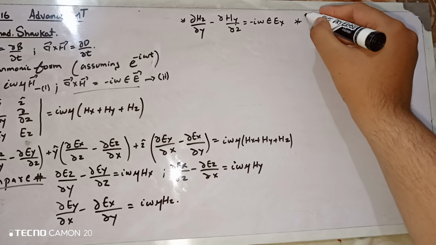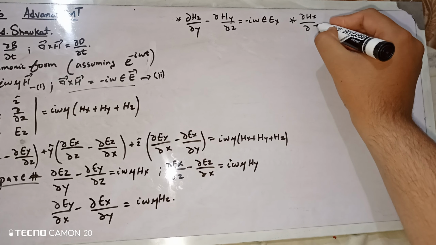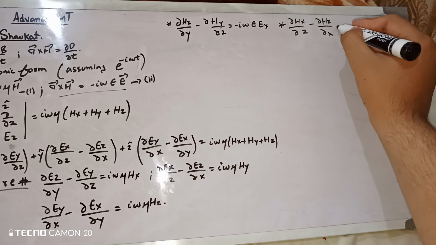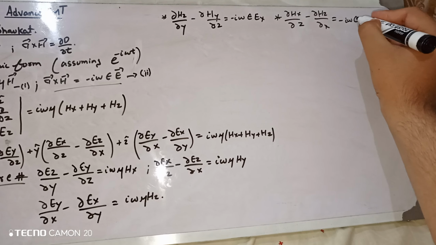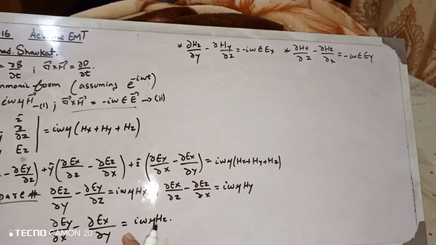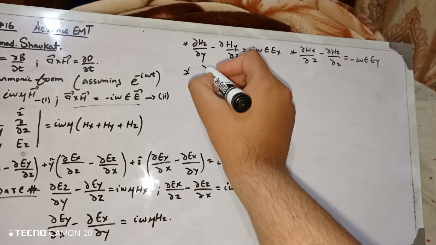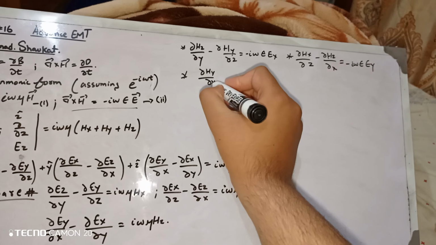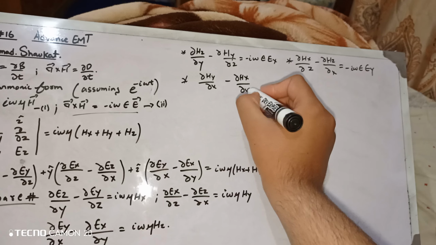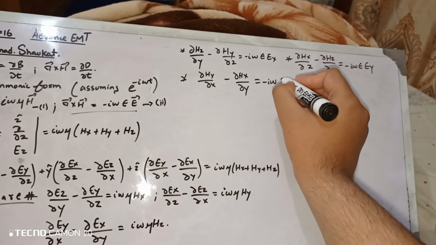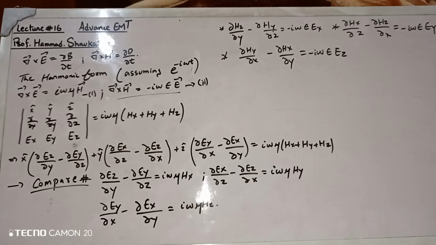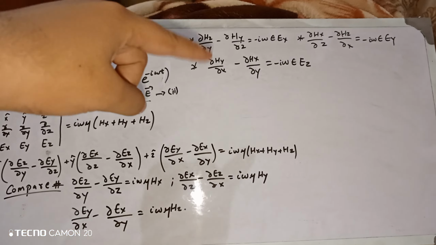∂Hx/∂z minus ∂Hz/∂x becomes equal to minus iωεEy. Same, I rewrite this equation. Now rewrite this equation. So it becomes ∂Hy/∂x minus ∂Hx/∂y equals to minus iωεEz. So three equations are these and three equations are these.